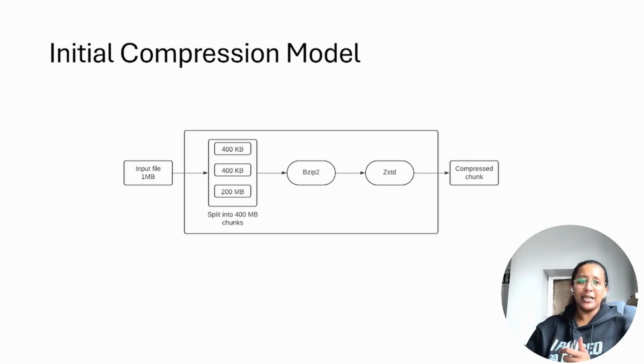Then I identified that the second ZSTD algorithm did not perform well. So I investigated it and found two root causes. The first one is that the compressed chunks of the BC2 algorithm were too small, and also that was a binary file. Therefore, the compression model was updated to eliminate these problems.